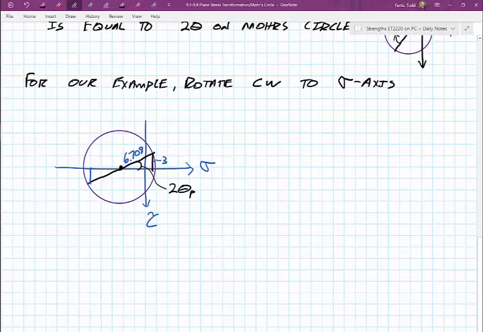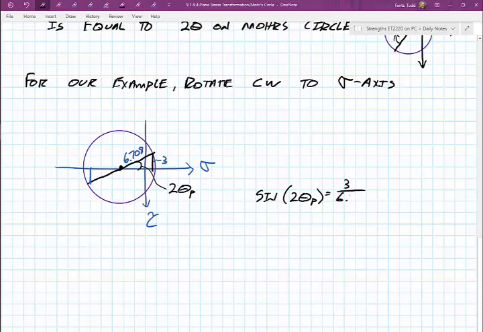So this is 6.708. And from those two, I could find out the angle that I need to rotate it to get to that horizontal placement. And from that, notice I did label that 2 theta p because I want to know how far I have to rotate the element to get to that principal stress, or that horizontal member. So I know Mohr's circle is twice as much, so I'm labeling it 2 theta p. From that, I could say that I know an opposite and I know an adjacent. So what I would be looking at is that the sine of 2 theta p is equal to the opposite over the hypotenuse.